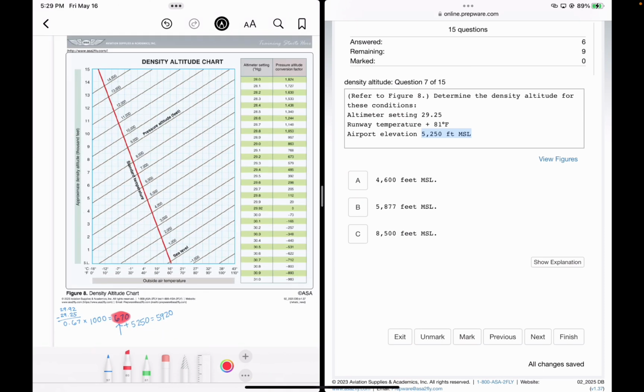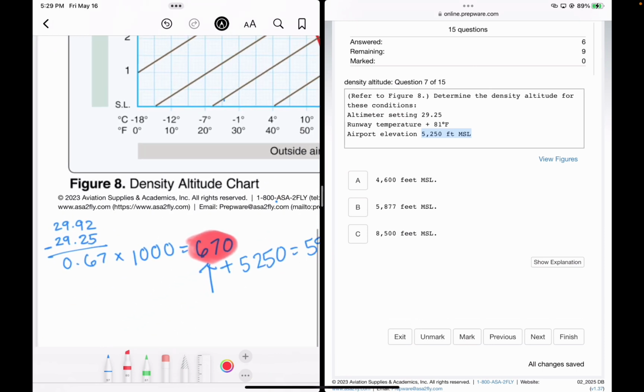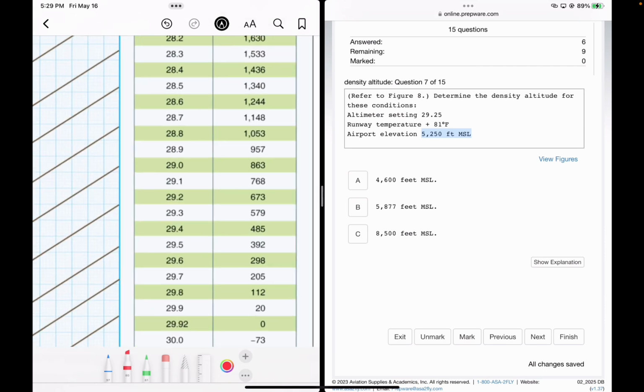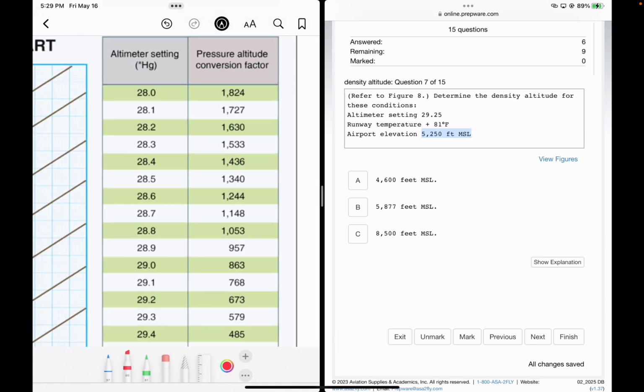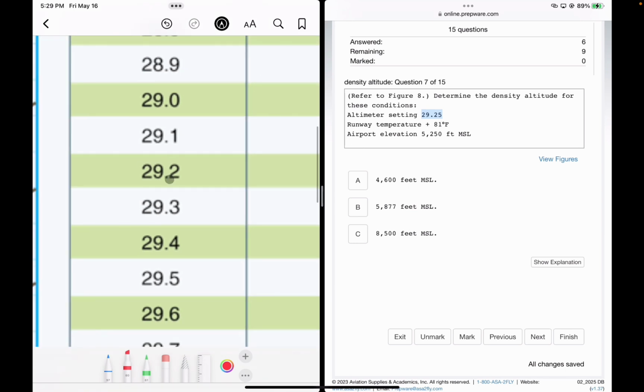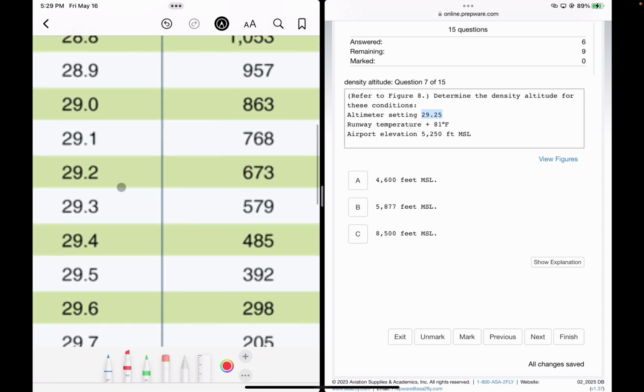Do you see this number here? This is the conversion factor. So how do I know if the math I just did was right? Let's just look. If we were to use this chart, if we were to find 29.25, so we find 29.2, and then of course 25 isn't here.